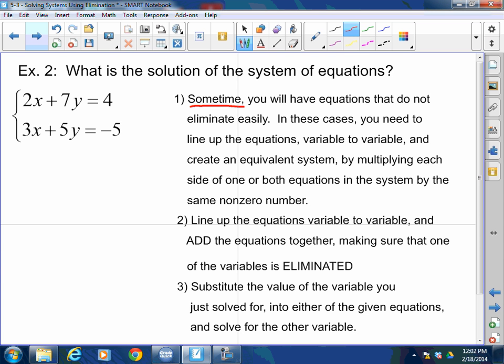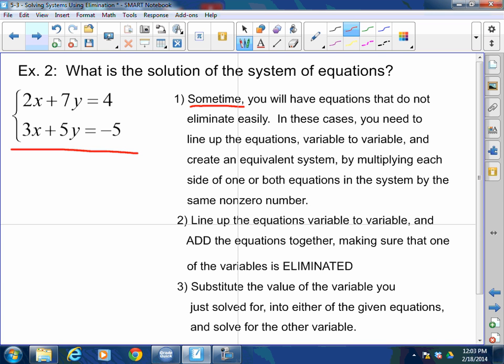In these cases, you need to line up the equations just like normal, variable to variable, and create an equivalent system by multiplying each side of one or both equations in the system by the same non-zero number. So, what on earth did I just say? I'm going to tell you right now.